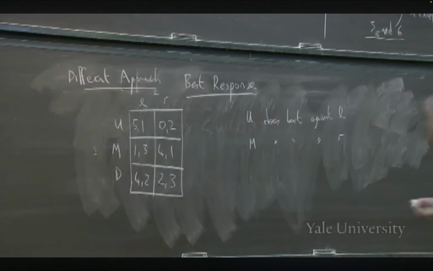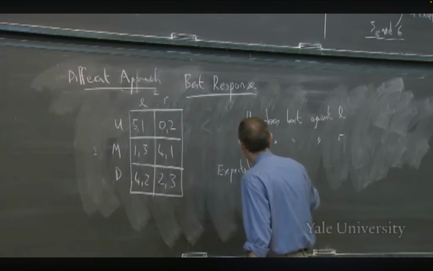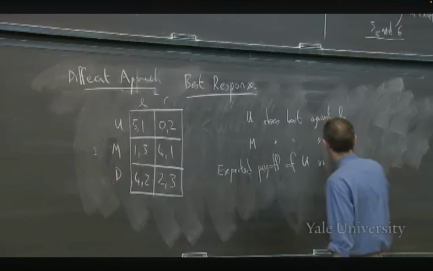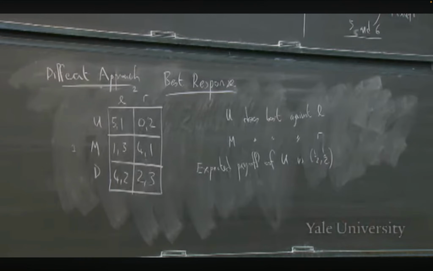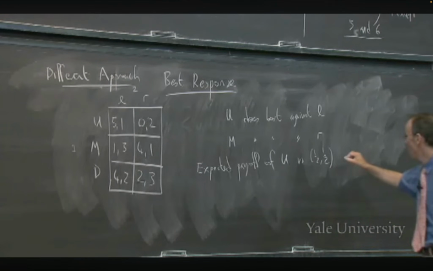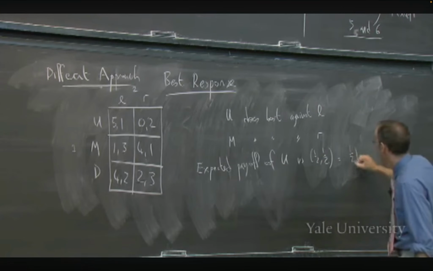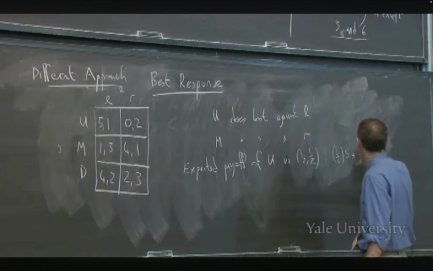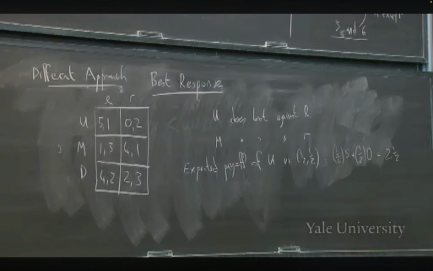Okay? So what we're going to look at is the expected payoff of up versus, let me call it a half-half. A half-half being equally likely that my opponent chooses left and right. So what's my expected payoff from choosing up, where I believe the other person's going to choose left and right equally likely? It's a half times 5 plus a half times 0 for a total of 2.5. Is that right? All right.